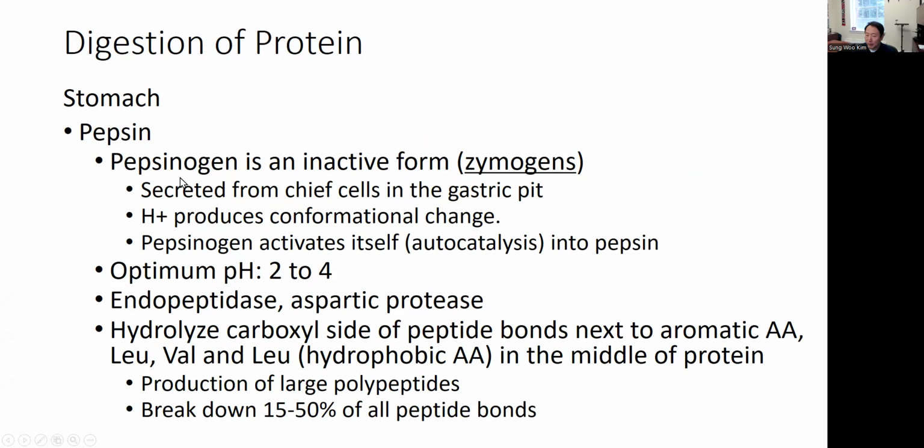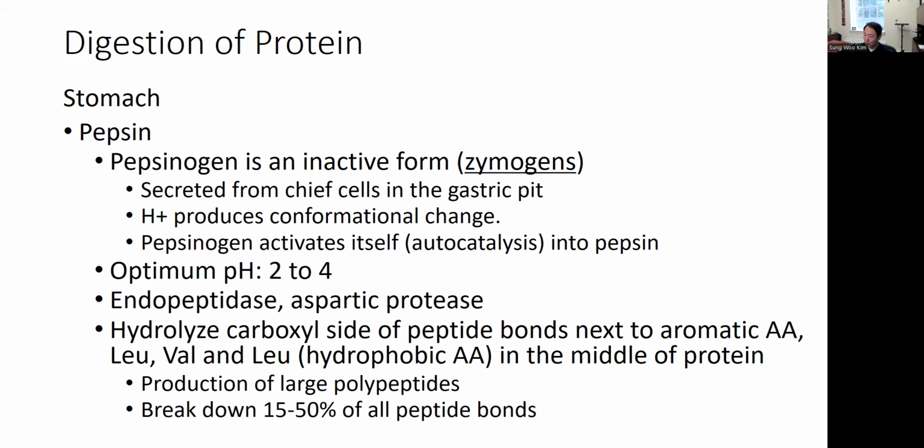Now, pepsin, coming from the chief cell, is secreted as a pepsinogen. It is an inactive form of enzyme. When an enzyme is secreted as an inactive form, we call them all together zymogen. This zymogen is an inactive enzyme, so it needs to be activated. And how does it happen? By the hydrochloric acid. Under low pH, this pepsinogen will be converted to pepsin. It needs a low pH.